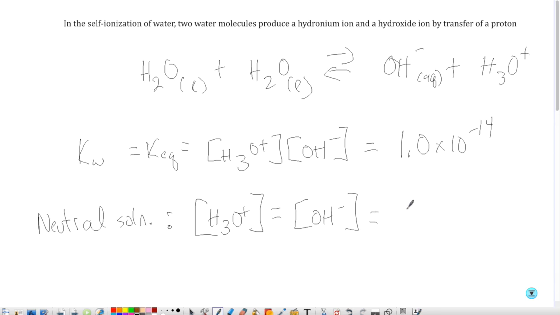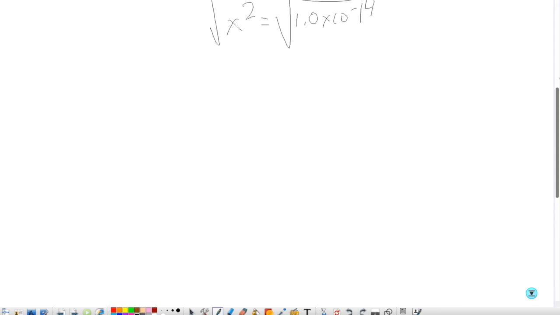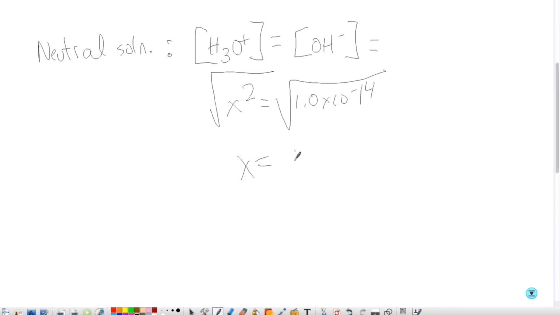That gives me X squared equals 1.0 times 10 to the minus 14. Here's me doing that math. All right. Square root of that, X equals 1.0 times 10 to the minus 7. Okay. So in a neutral solution, this is 1.0 times 10 to the minus 7 molar. Now, this is a molar. This gets a unit because these are concentrations, right?